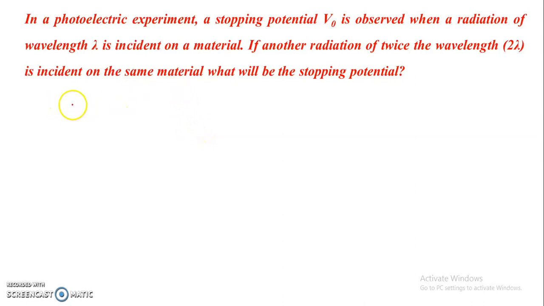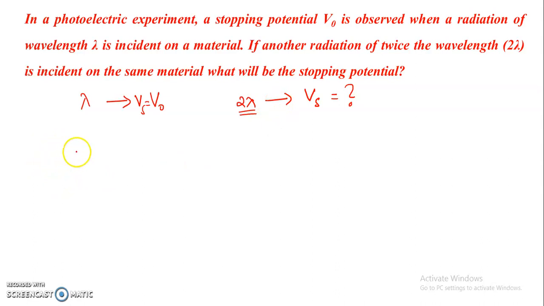So we have initially a light beam of wavelength lambda. The corresponding stopping potential observed is V0. Now we use another radiation of wavelength 2 lambda. Then what will be the stopping potential? Initially the stopping potential is V0 when the wavelength is lambda. Then what will be the stopping potential when the wavelength is 2 lambda?